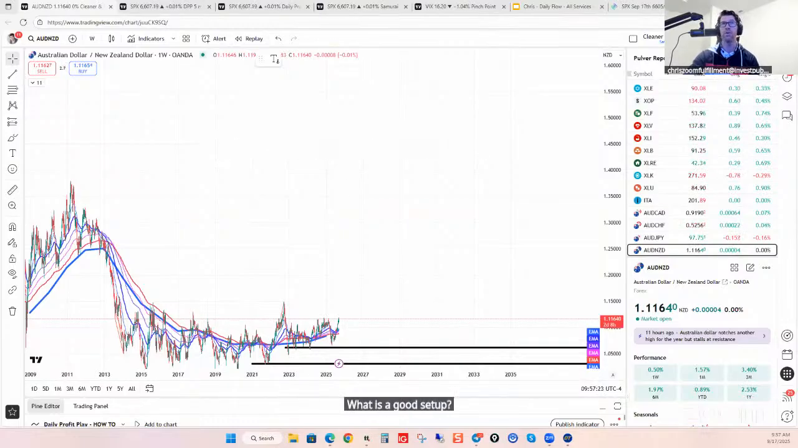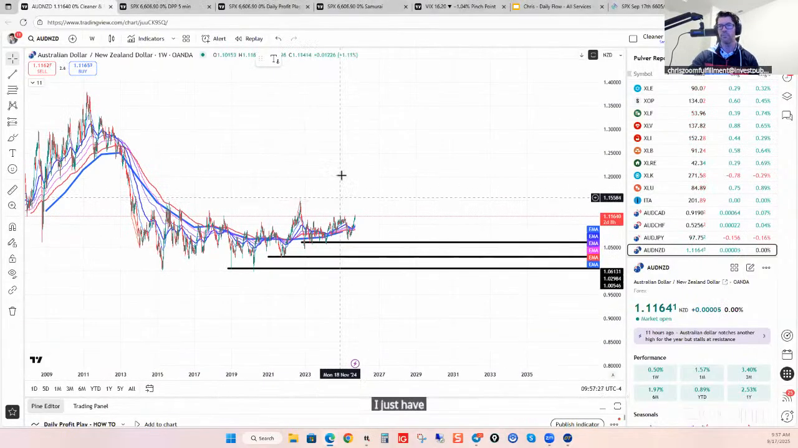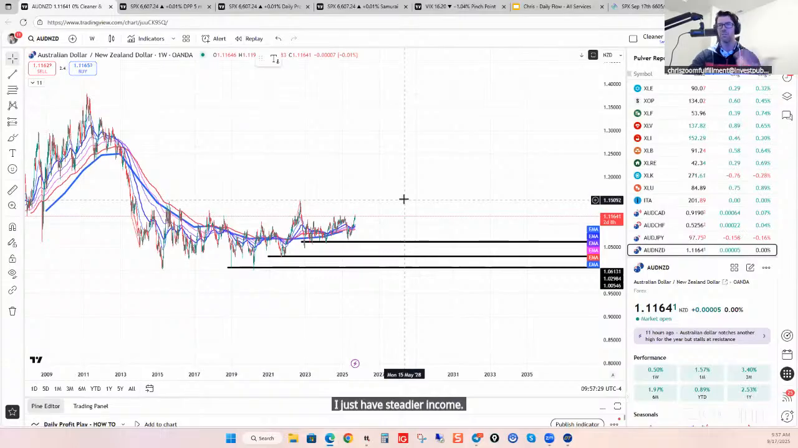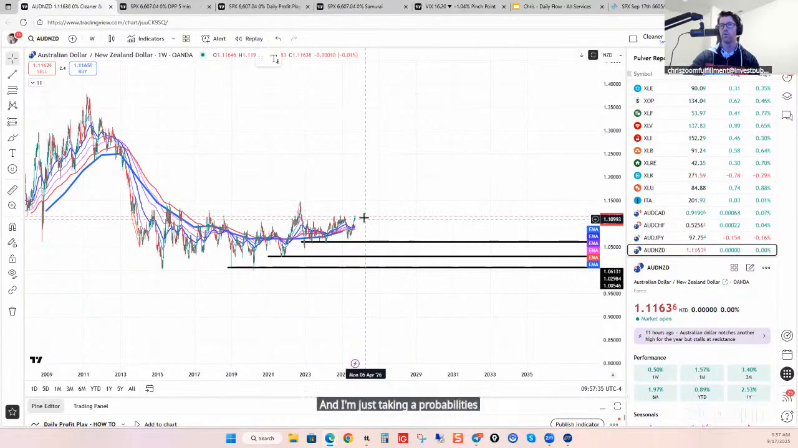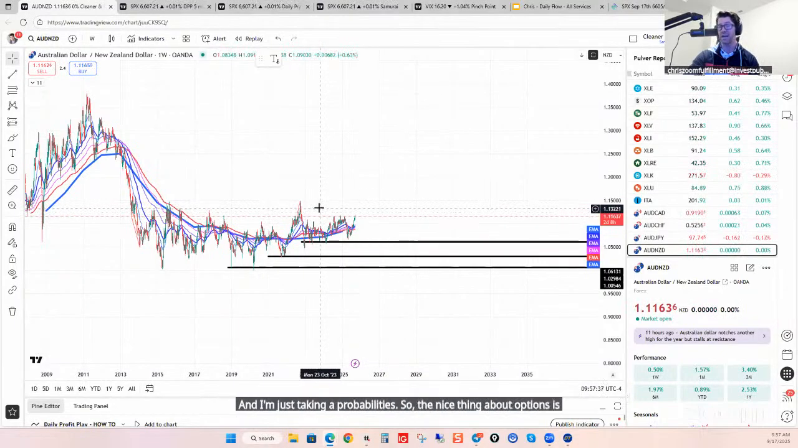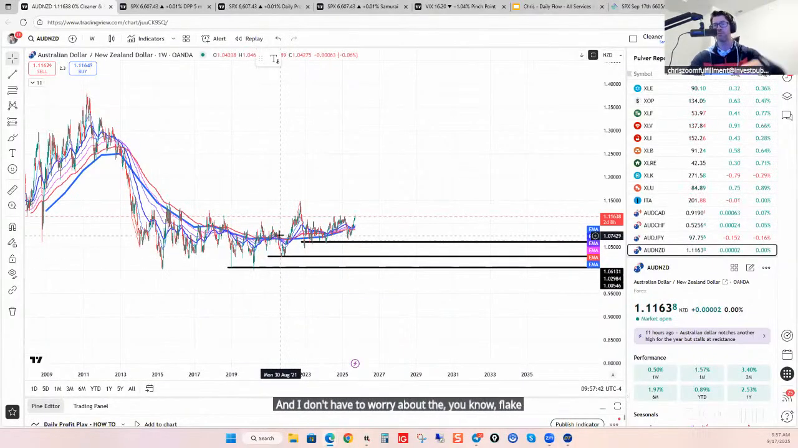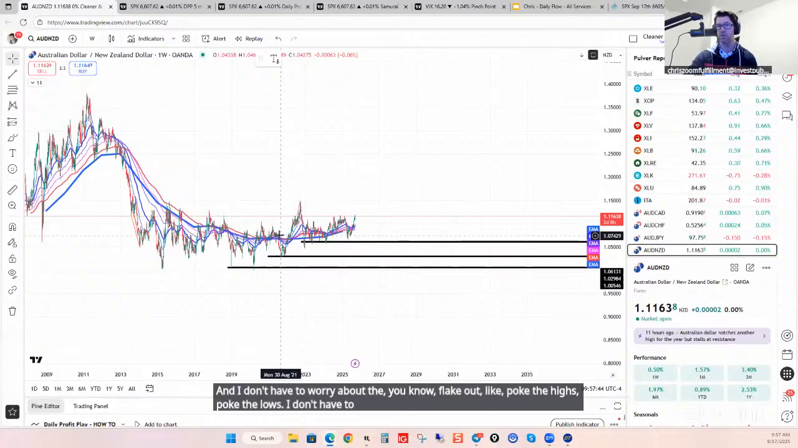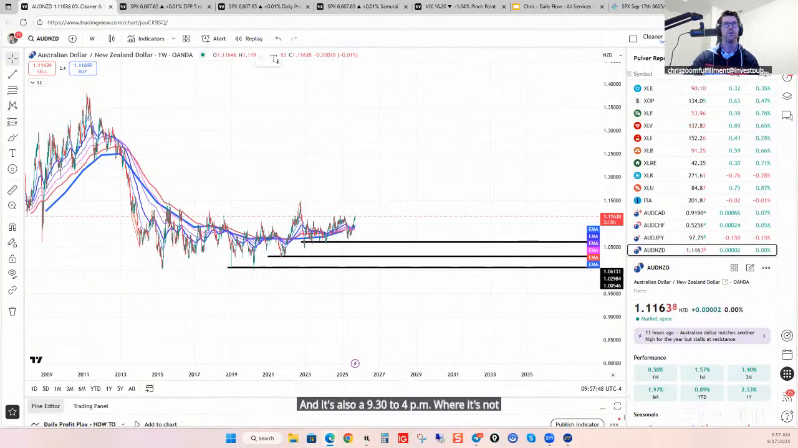So at least now with stocks and indexes and options, I just have steadier income. Because I'm very active every single day, every single week, every single month, and I'm just sticking to probabilities. So the nice thing about options is I trade price and time, and I don't have to worry about the flake out, like poke the highs, poke the lows. I don't have to worry about stop losses. There's already defined risk, and it's also 9:30 to 4 p.m., where it's not 24 hours a day.